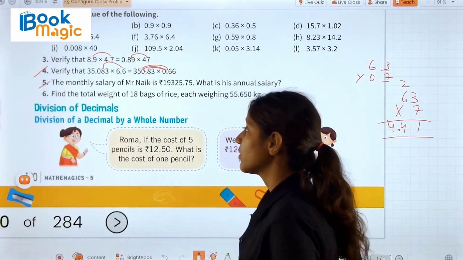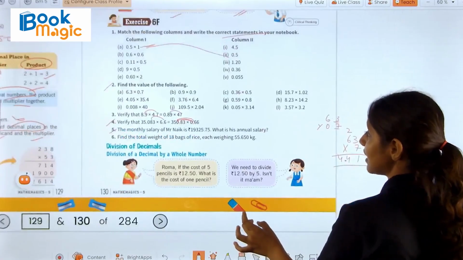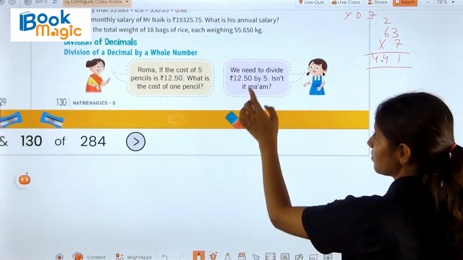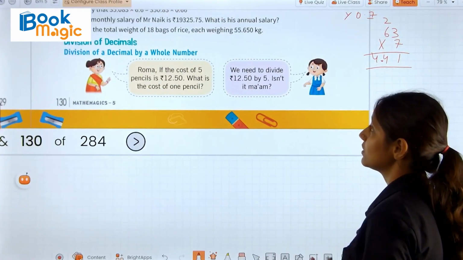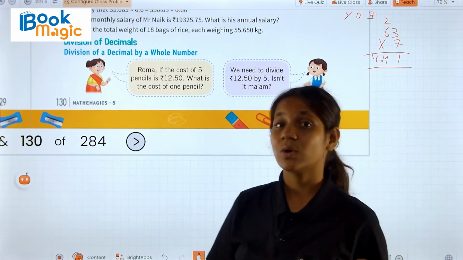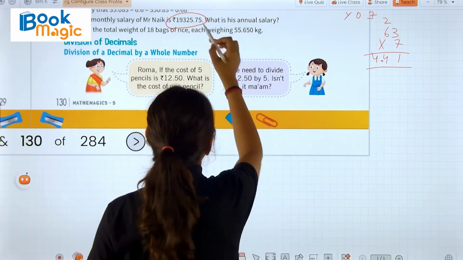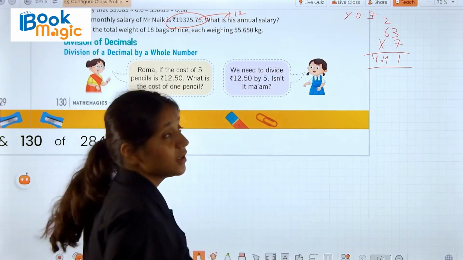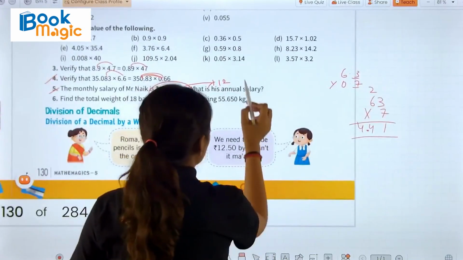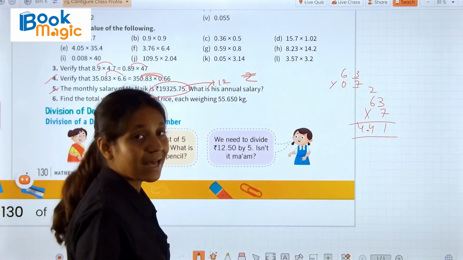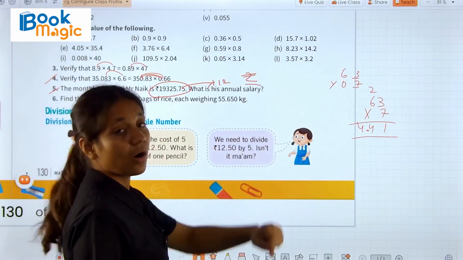Then we have question number 5. The monthly salary of Mr. Naik is this much. What is his annual salary? Annual salary means 12 months. Okay. So you have to multiply this with 12. And then you have to write the answer with the decimal places as well as the symbol of rupee.